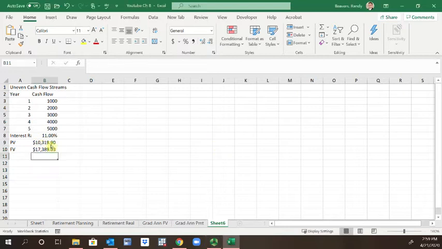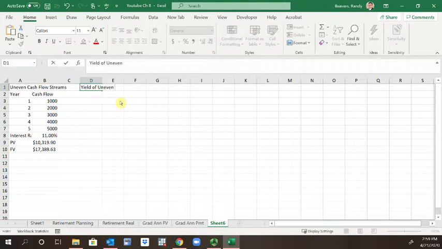So now that we found our present value, how much we would pay for a cash flow stream such as this at an interest rate of 11%, let's suppose instead we didn't know what that interest rate was. So what we'll do is over here I'm going to do the yield of uneven cash flows. So we'll start with year and cash flow.